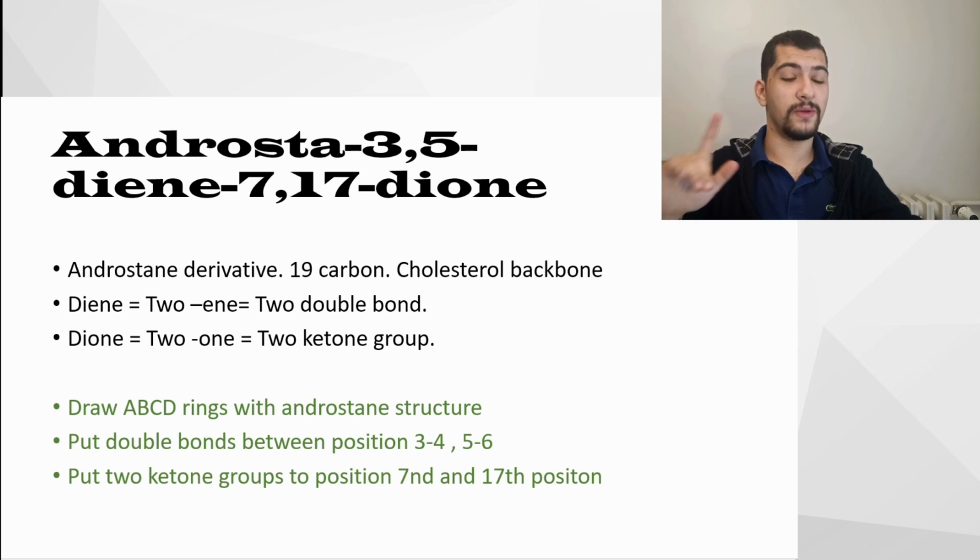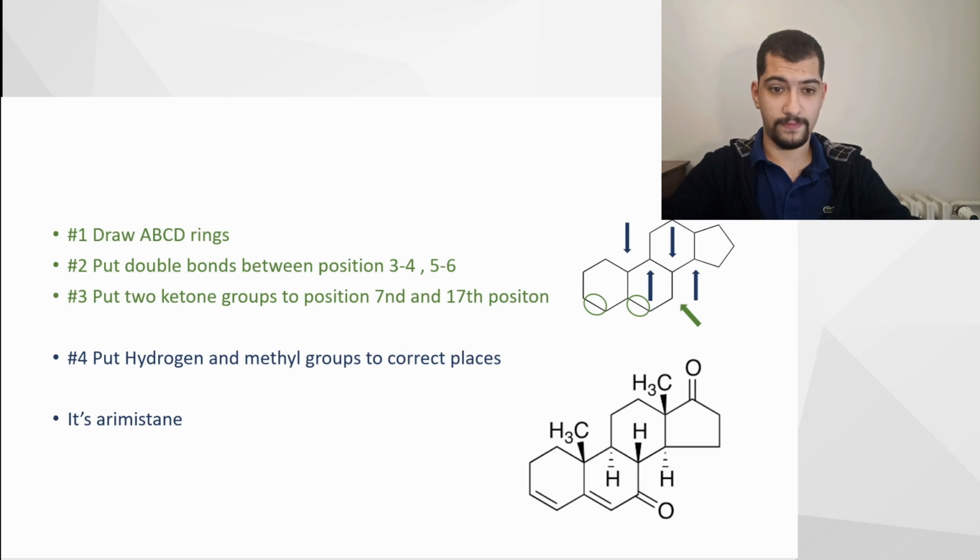It has diene, which means that it has 2 ene groups, which means, again, 2 double bonds. And we have dione, 2 ketone groups. So, how do we draw that molecule? You draw the ABCD rings according to androstene's structure. You put the double bonds between the positions 3, 4, and 5, 6. And you put 2 ketone groups at positions 7 and 17.